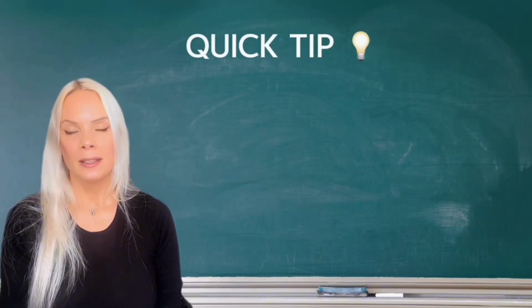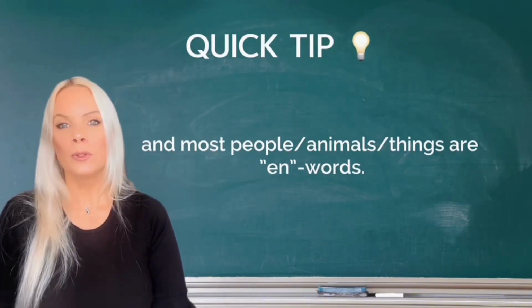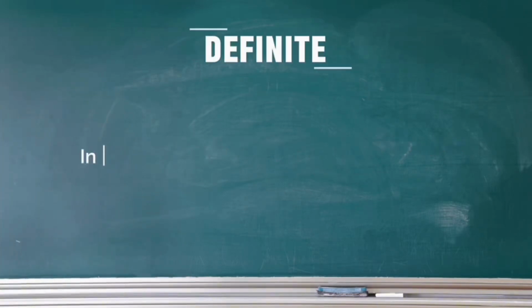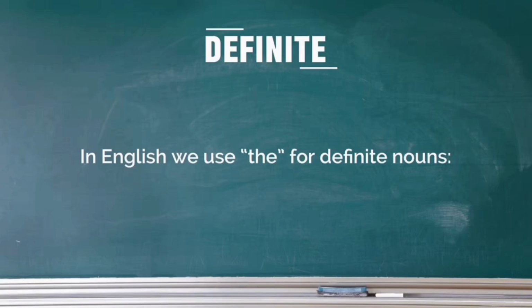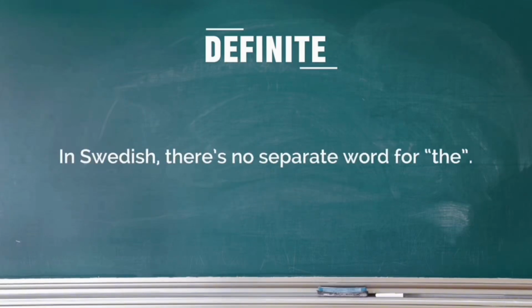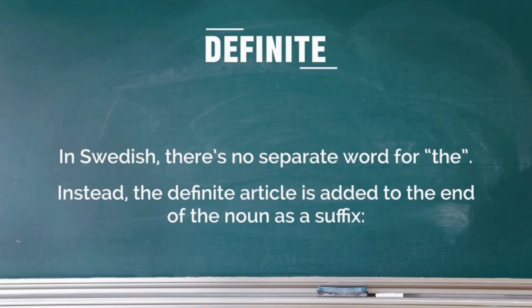Quick tip: en is used more often than ett in everyday speech, and most people, animals, and things are en words. In English, we use the for definite nouns. The dog, the apple. In Swedish, there's no separate word for the. Instead, the definite article is added to the end of the noun as a suffix.